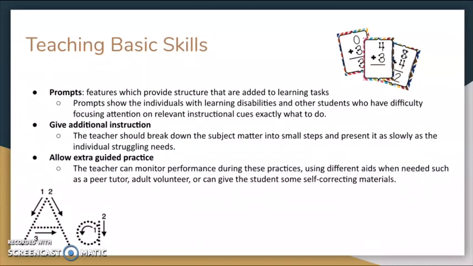The teacher should break down the subject matter into small steps and present it as slowly as the individual struggling needs. Last one is allow extra guided practice. The teacher can monitor performance during these practices using different aids when needed, such as a peer tutor, adult volunteer, or can give the student some self-correcting materials. So up at the top right, you can see an example of self-correcting materials with flashcards that on one side have the question and the other side have both the question and answer.